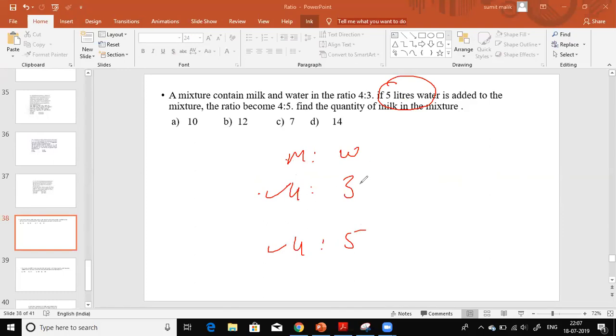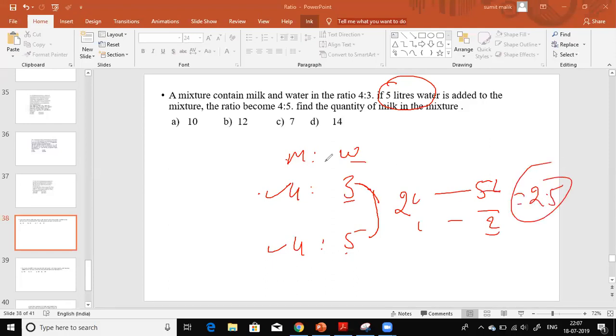Now what am I adding? Now look what happened to the water. Earlier water was 3 liter, now it became 5 liter. So how much water am I adding? 2. But actually how many liter am I adding? 5 liter. So 2 will represent 5 liter, one part will represent 2.5. And he is asking about the quantity of milk. So milk how many part? 4 part. 4 part will represent that.